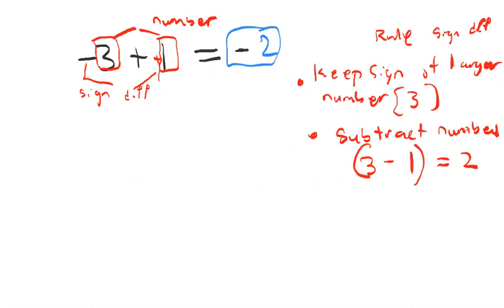Let's try one more. If we have 6 minus 7, students normally get confused, because they wonder how you can subtract 7 from 6, which is okay. So in math, remember we said if there's no sign, it means it's a positive sign.